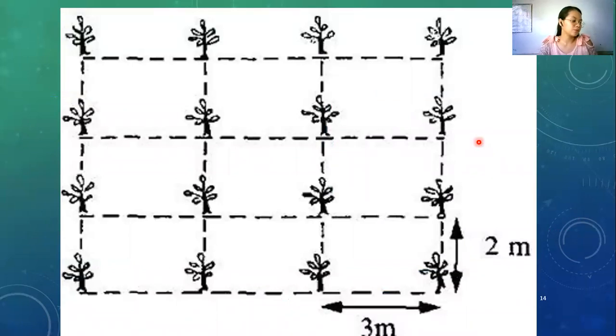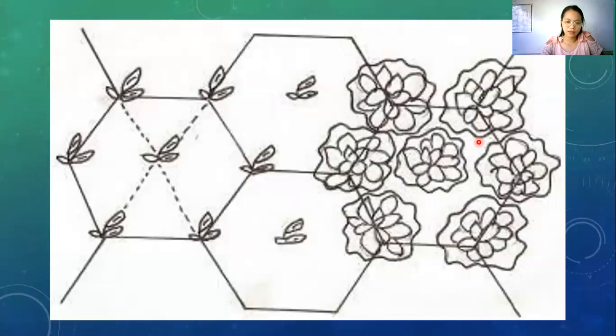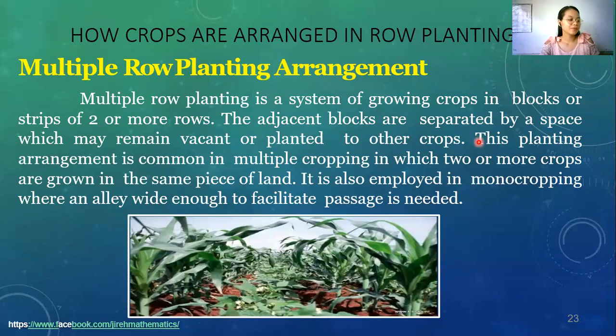Okay, this one is the common row planting. And then this one is the quincunx. So it looks like that one. As you can see, whichever position the sun is, your plants have enough sunlight, not overshadowing any plant. So this one also looks like a beehive, right? Those are the alternate row planting.